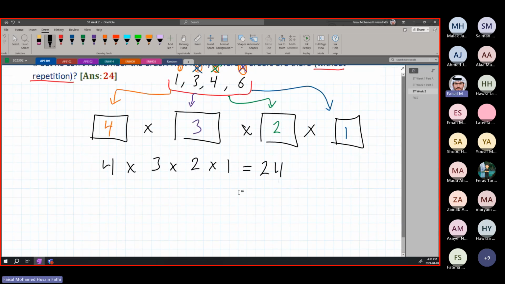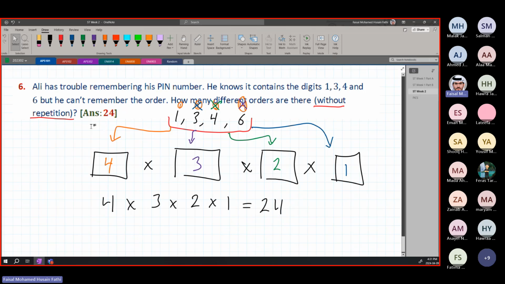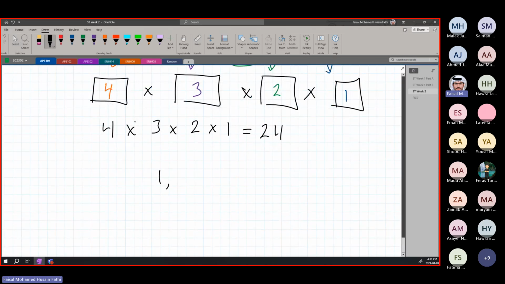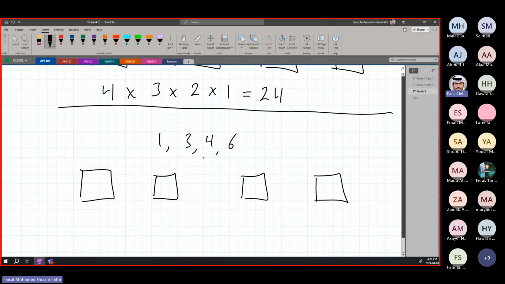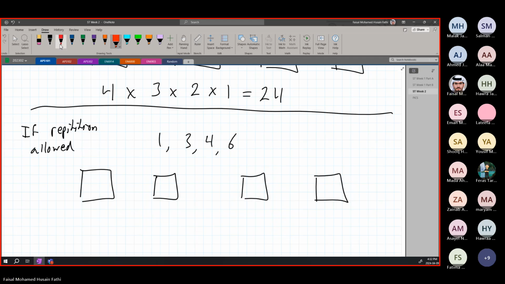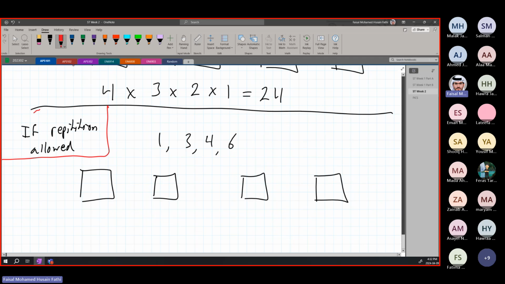Now, I'm going to add an extra part to this question. What if there can be repetition? So the same numbers, 1, 3, 4, and 6. This is a separate question. This is if repetition is allowed. What is going to be the case?